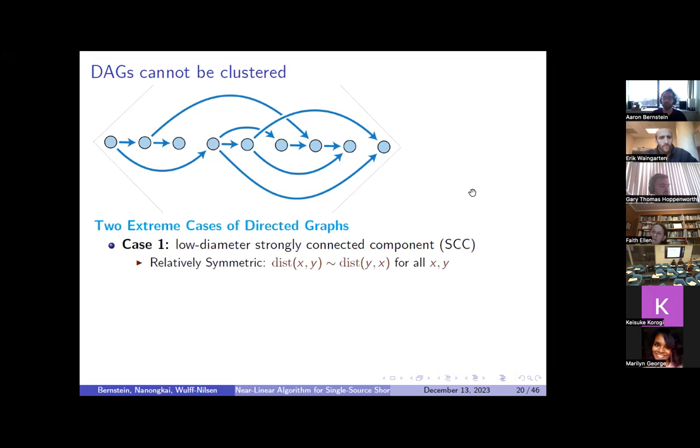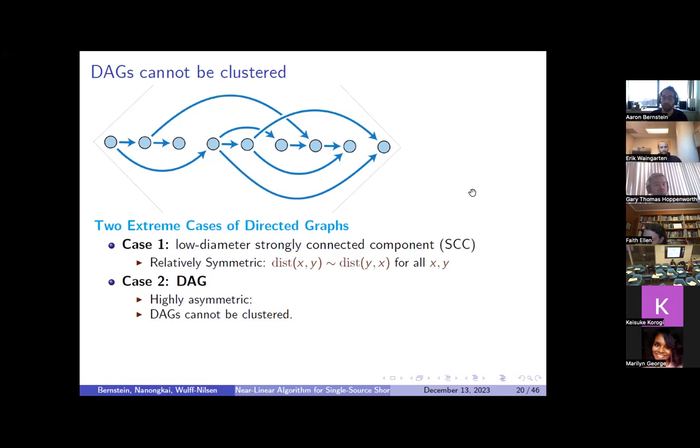So in directed graphs, you can think of there as being two extreme cases. One extreme case is a low diameter, strongly connected component where everyone can reach everyone. This is a relatively symmetric case in that any two vertices can reach each other in both directions. The other extreme case is the asymmetric case, which is a DAG. A DAG is completely asymmetric, right? For any two vertices, one of them can definitely not reach the other. And in particular, we saw that DAGs cannot be clustered because they're asymmetric.